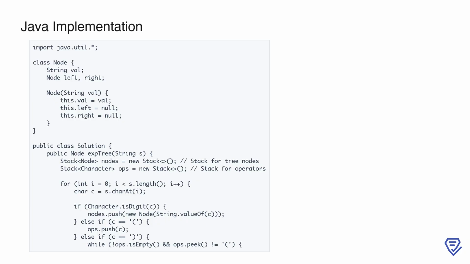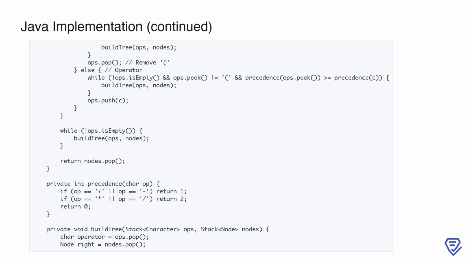find the matching opening parenthesis. To process the operators within parentheses, we repeatedly call the buildTree method, which we'll discuss soon. Once all the operators are processed, we pop the opening parenthesis from the ops stack. For any operator encountered outside parentheses, we compare its precedence with the operator on top of the ops stack. If the top operator has higher or equal precedence, we call buildTree to construct part of the tree. This ensures that the operator precedence rules are respected while building the tree. After resolving higher precedence operators, we push the current operator onto the ops stack.